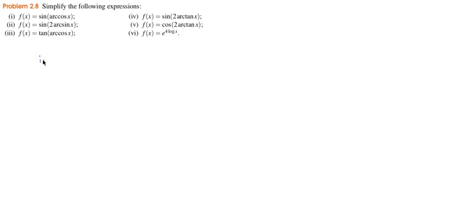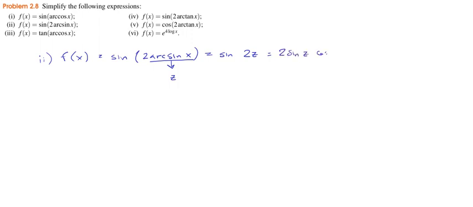Now let's go for 2. F of x is the sine of 2 times the arc sine of x. So again, we call this z, and we have the sine of 2z. Because we have the arc sine, we want to write this as a combination of the sine of z. We have a very simple expression for the sine of 2z, which is 2 sine of z cosine of z.